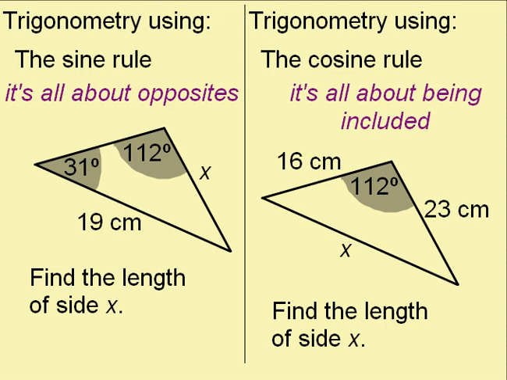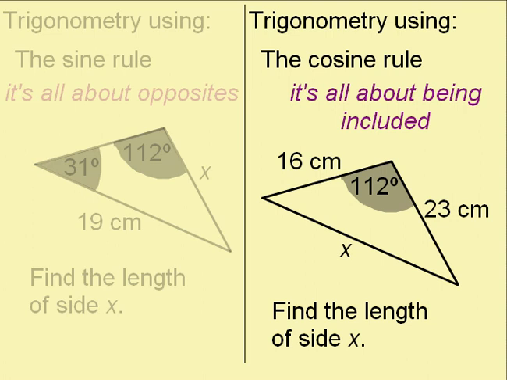The way to remember when to use the cosine rule is that it's all about being included. We use this when we've got two sides and the angle in between them. We call this the included angle. In this clip, we're just going to focus on using the cosine rule.